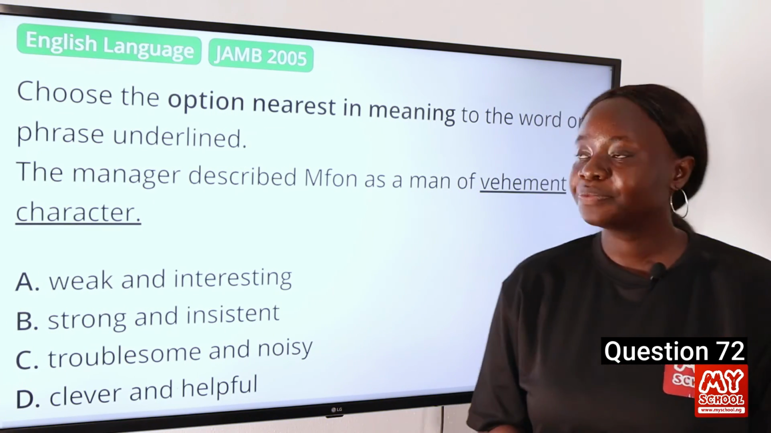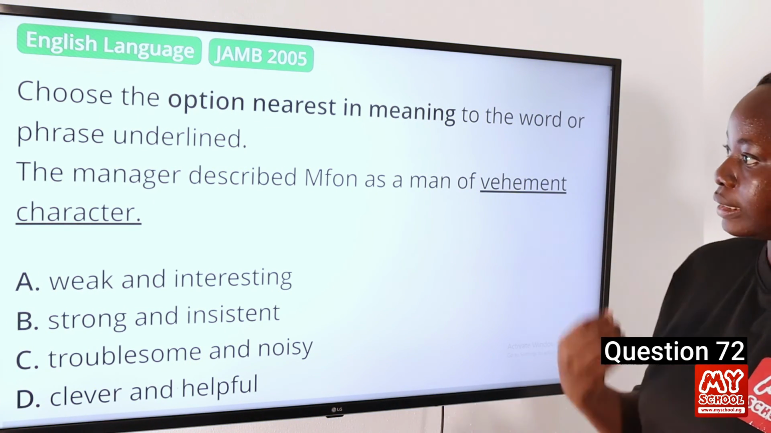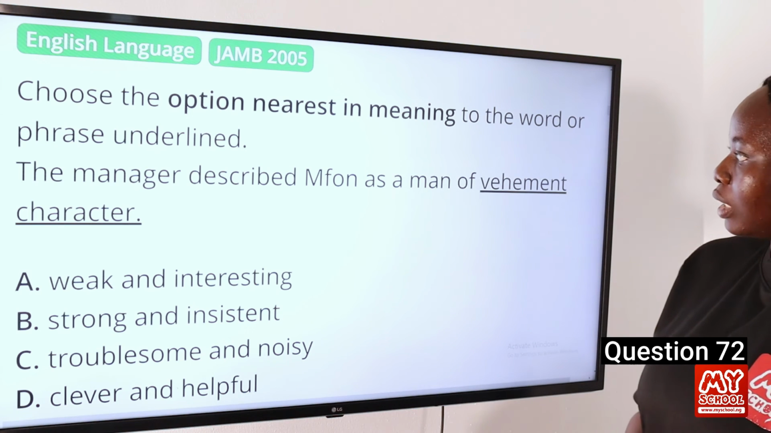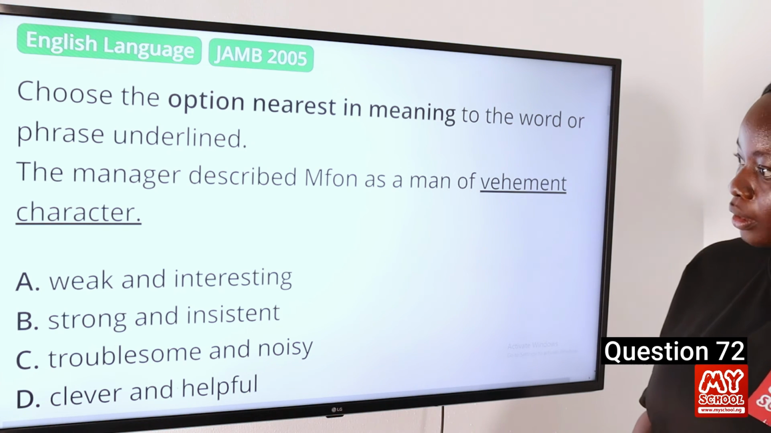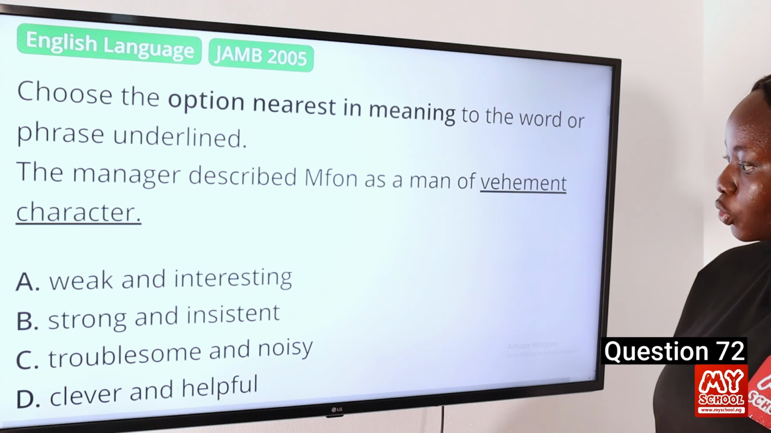Question 72. Again, we are to choose the option nearest in meaning to the underlined phrase. The manager described Umfon as a man of vehement character. A. Weak and interesting. B. Strong and insistent. C. Troublesome and noisy. And D. Clever and helpful.